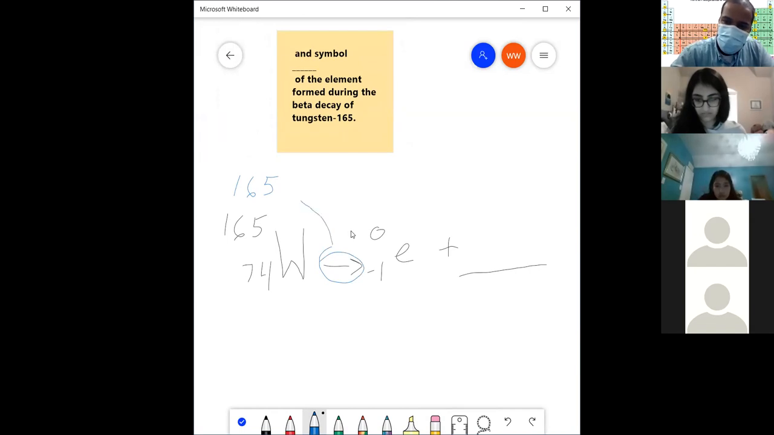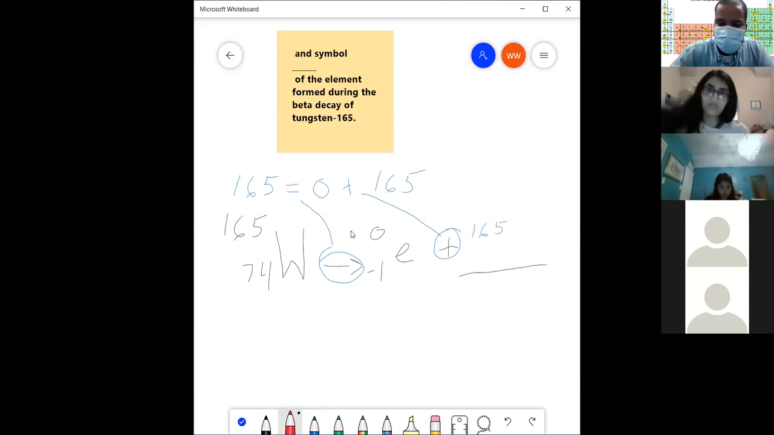Minus zero. So that arrow is always going to be our equal sign in these problems. So it's 165 equals zero plus, and I got the plus from right here. So what plus zero gives you 165? 165. Right. So now we know the mass of our mysterious element. What's the next step?